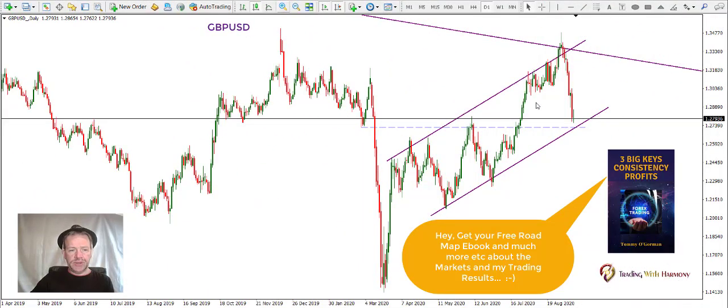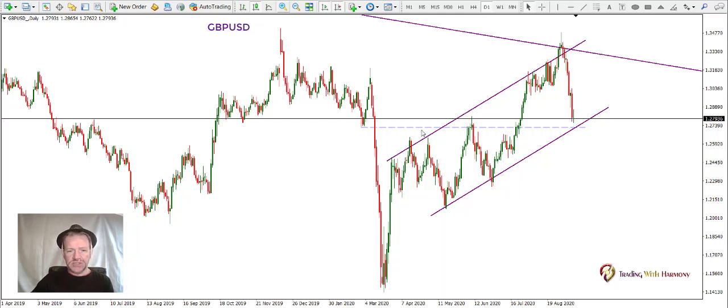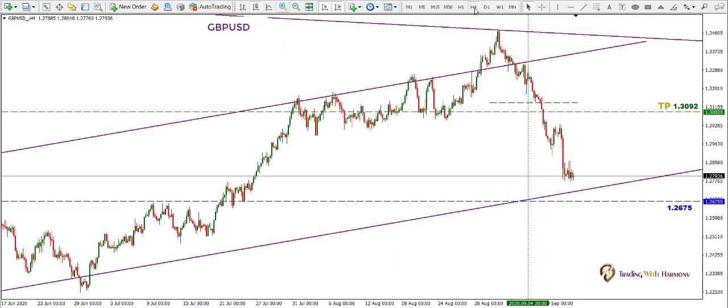So the pound dollar then, we can see here this is a very significant support level, where price is coming down to the bottom part of our ascending channel as well. So let's go into the 4-hour.